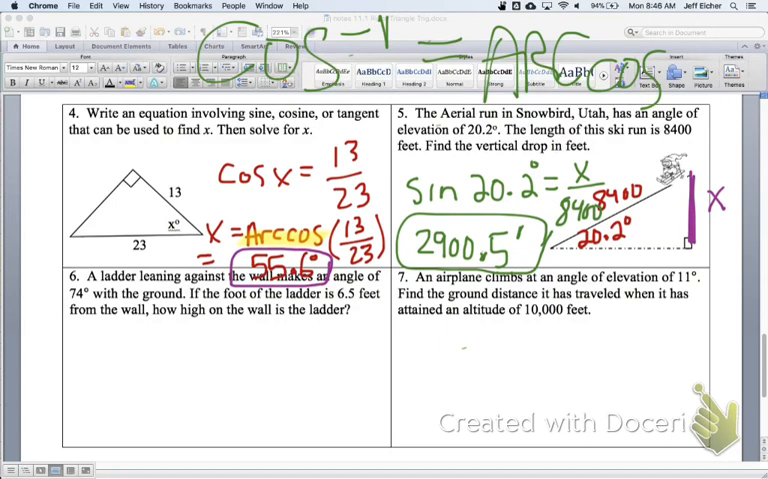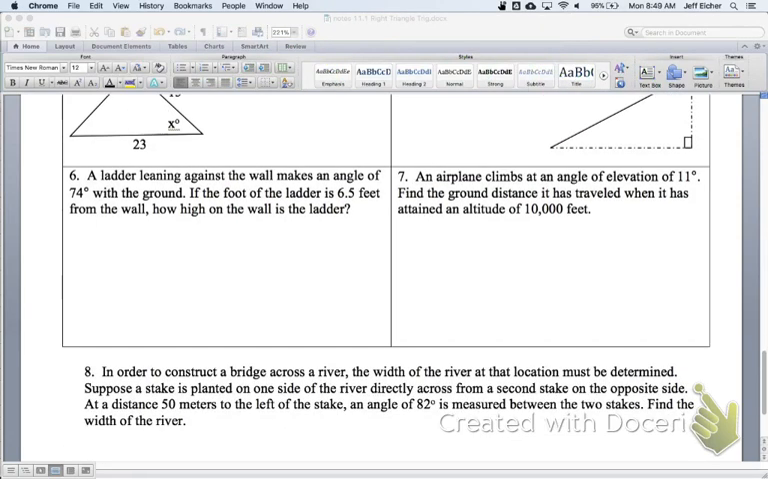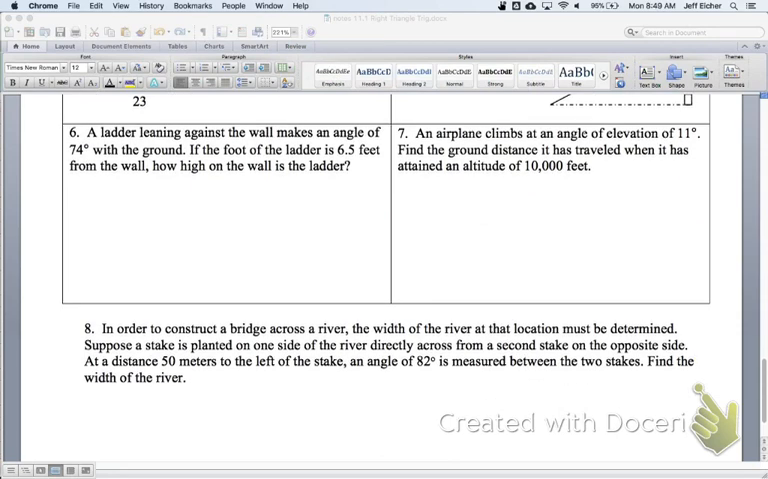The next question, number 6, we have a ladder leaning against a wall, forming an angle. Definitely want to include a diagram here. So let's see, here's the ground, here's the wall, and we're assuming the wall is perpendicular to the ground. Good construction. There's the ladder. Very crude looking ladder.